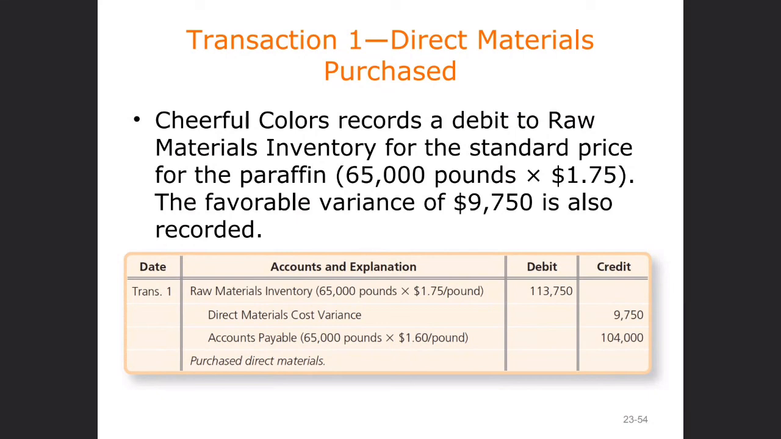So we have a debit to raw materials inventory of 65,000 pounds times $1.75 a pound, which is $113,750. We're going to credit our accounts payable of 65,000 pounds times $1.60, which is $104,000. And the difference between the two is our direct materials cost variance of $9,750. And the note, we purchased direct materials.